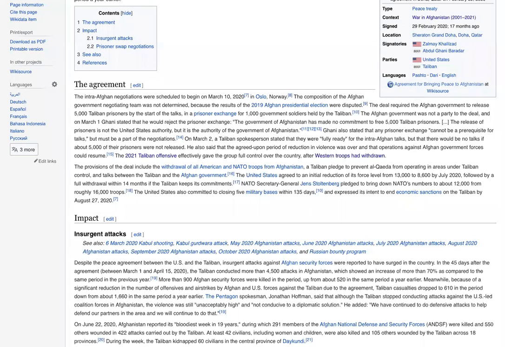The intra-Afghan negotiations were scheduled to begin on March 10, 2020 in Oslo, Norway. The composition of the Afghan government negotiating team was not determined because the results of the 2019 Afghan presidential election were disputed. The deal required the Afghan government to release 5,000 Taliban prisoners by the start of the talks, in a prisoner exchange for 1,000 government soldiers held by the Taliban.